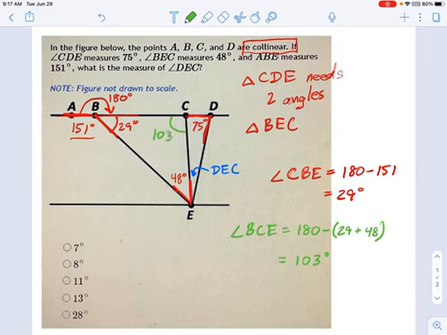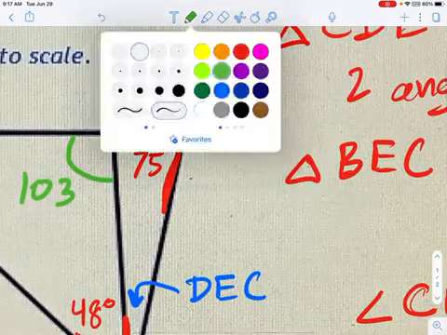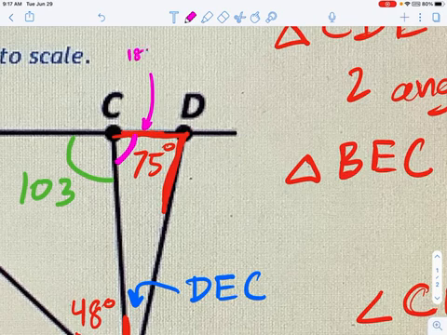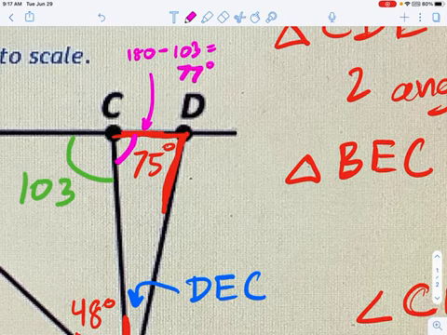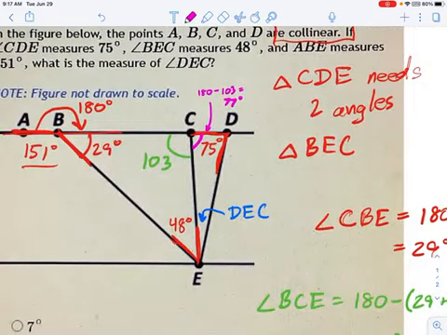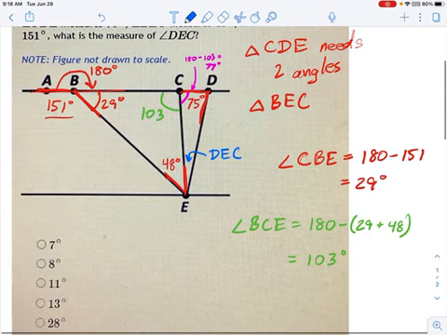Well, if that's 103 degrees, then I can figure out this angle right here. Let's use magenta. This angle right here is going to be 180 minus 103. I can probably do this in my head, that's 77 degrees. So now I know that magenta angle is 77. And I know the angle right next to it is 75. So that tells me the last thing I need to know, which is DEC.